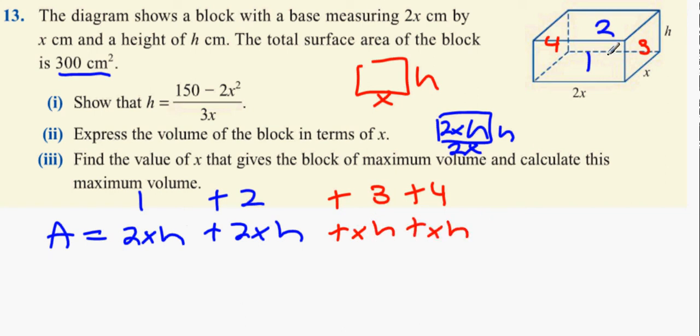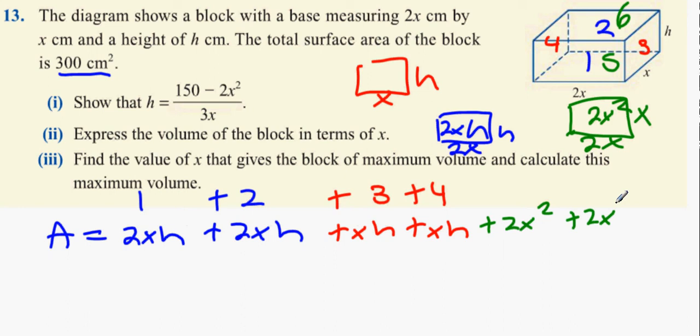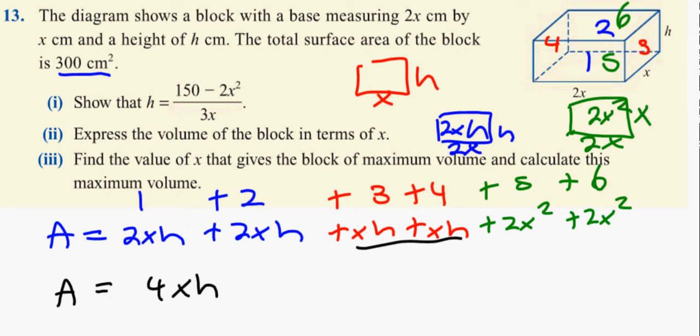And then finally you're going to have area 5 and area 6. Area 5 is 2x across and x up, giving us 2x squared. So it's going to be 2x squared plus 2x squared, which is area 5 plus area 6. Now, the area therefore is going to be 4xh plus 2xh. Well, that's going to give me 6xh, and we have plus 4x squared.